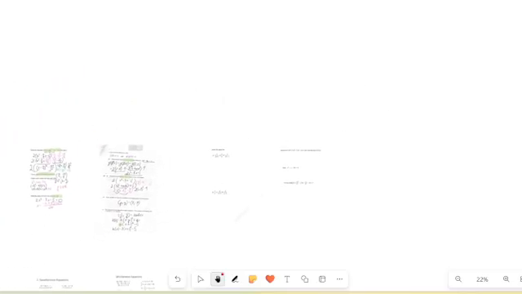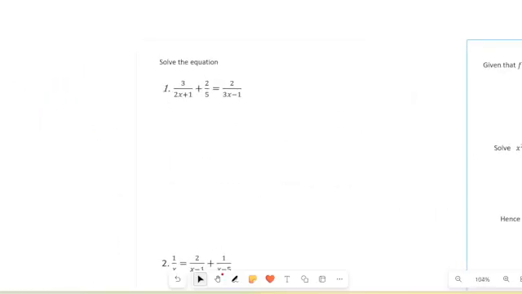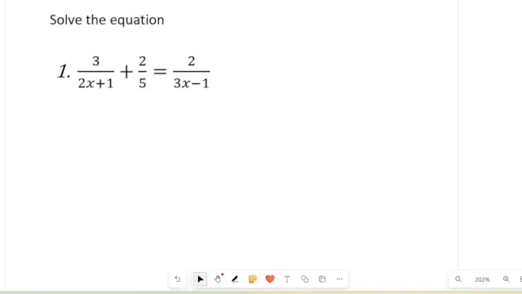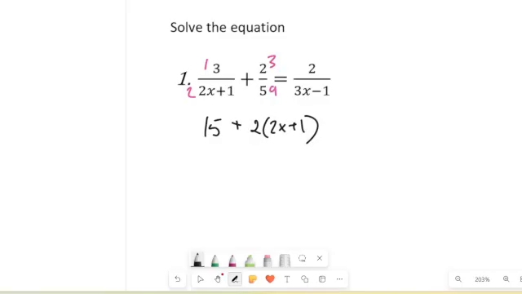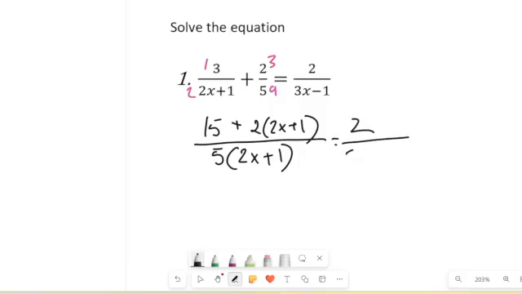So that's when it comes to a vertex form. And then moreover here we have, you can see that, solve the equation like this. So first of all, I want to get rid of the fraction. So what I'm going to do here, I'm going to use the method 1, 2, 3, 4, and then I get 3 by 5 is 15, plus 2, cross multiplication is 2 by (2x plus 1) over 5 by (2x plus 1), and that is equal to 2 over 3x minus 1.